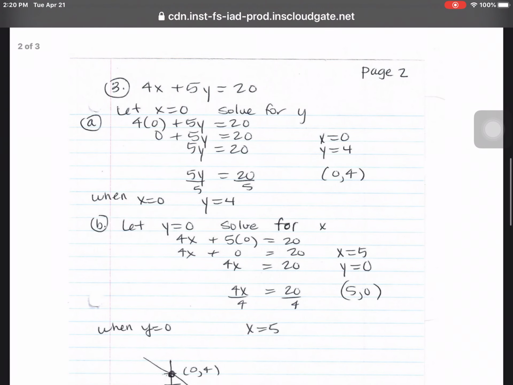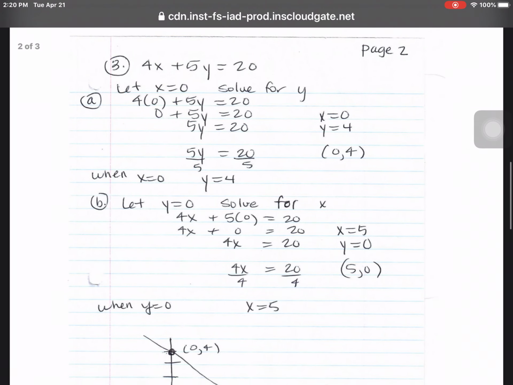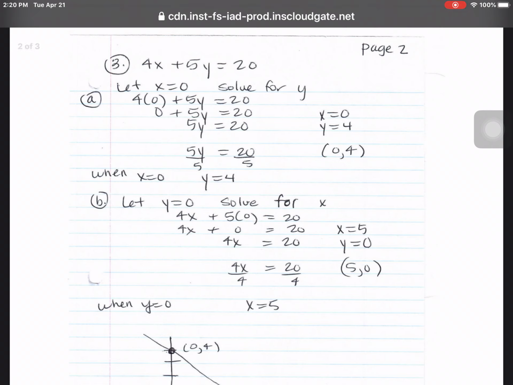Page 2, question number 3. 4x plus 5y equals 20. It said find the intercepts. One part is to let x equal 0, solve for y. So replace x with 0. So we'll have 4 times 0. 4 times 0 equals 0. 0 plus 5y is 5y.